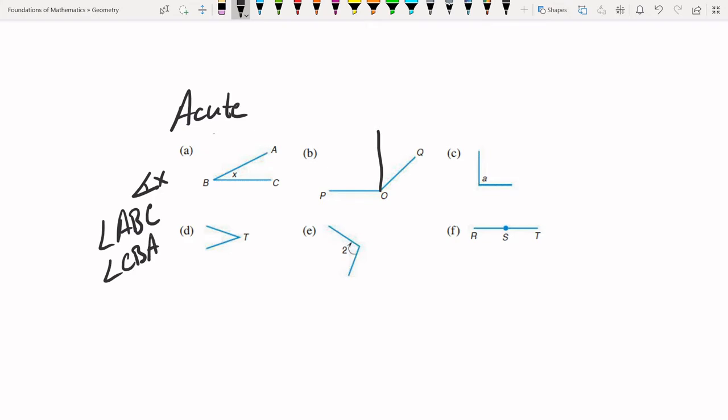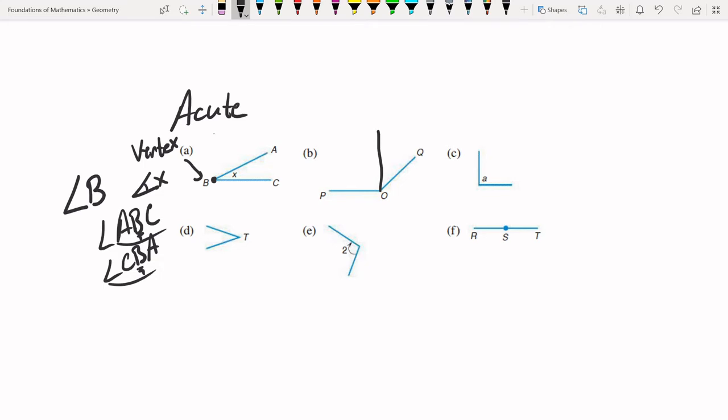You may notice that B is always in the center. That's because B here is a special point. That's where the angle is really around. This point is called the vertex. The vertex needs to always be in the center of these angles. Because there's only one angle in problem A here, we can also call this angle angle B.